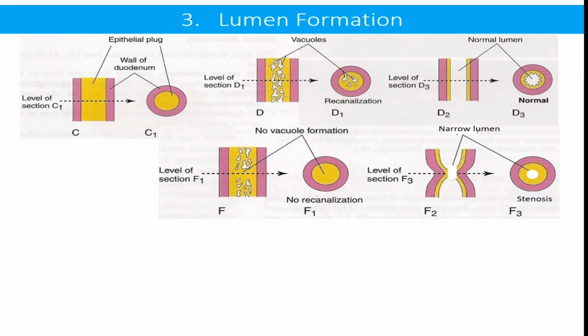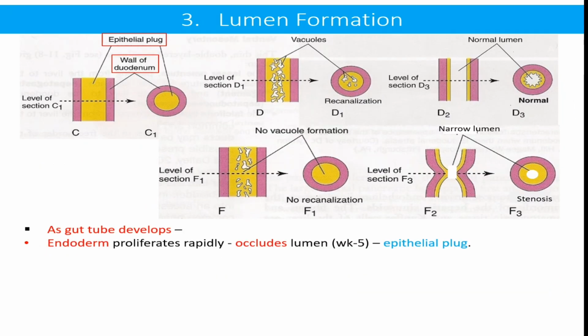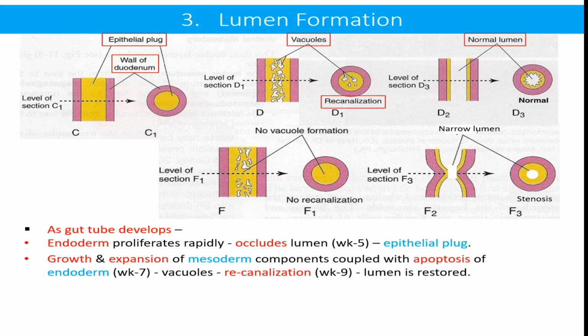Number three, lumen formation of the gut tube. As the gut tube develops, the endoderm proliferates rapidly and occludes the lumen during the 5th week of development, and this occlusion is named the epithelial plug. Growth and expansion of the mesoderm components coupled with apoptosis of the endoderm during the 7th week of development lead to production of vacuoles and ultimately recanalization during the 9th week of development. In this way, the lumen is restored.